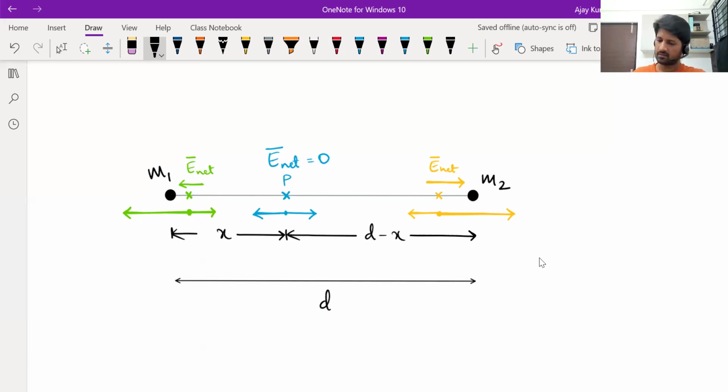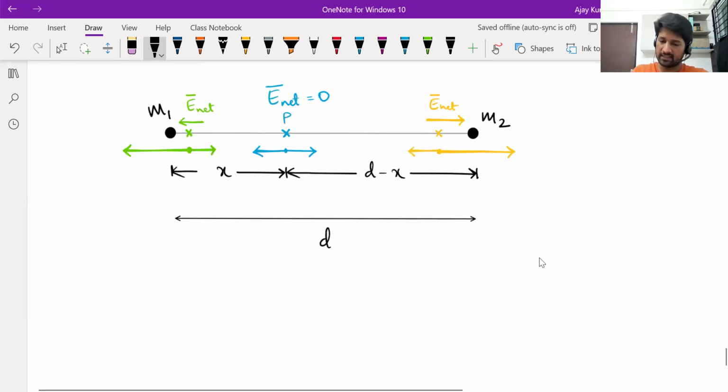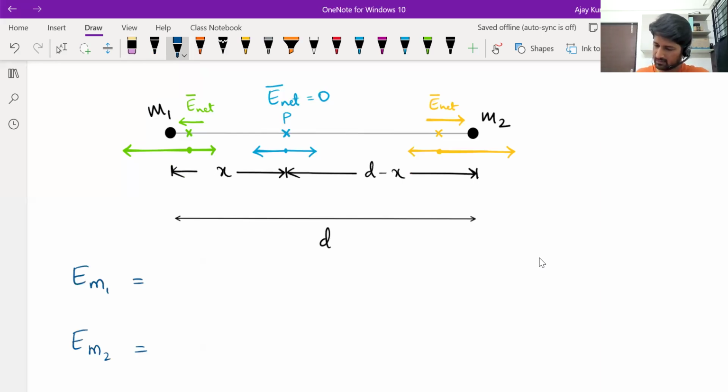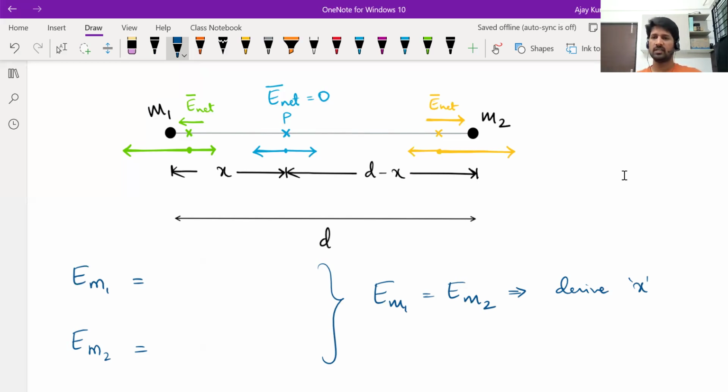Okay, now what I want you all to do is write the expression for the field produced by M1 at that distance and the expression for the field produced by M2 at that distance. Then equate these two expressions. The field produced by M1 must be equal to the field produced by M2. Only then will the net field become 0, no? So equate those two and derive the distance x. The answer will be in terms of M1, M2 and d, the total distance. Do this, all of you. I'll give you all 2 minutes.